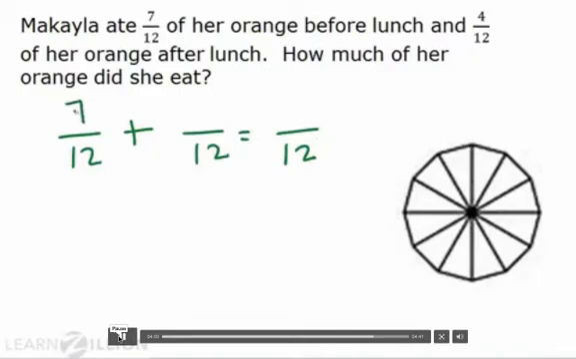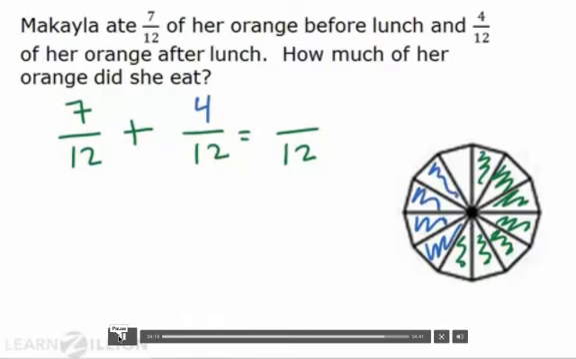Michaela started by eating 7/12 of her orange. 1, 2, 3, 4, 5, 6, 7. And then she ate 4 more of the 12 pieces. 1, 2, 3, 4. In all, Michaela ate 7 plus 4, or 11 pieces of her orange. Michaela ate 11/12 and had only 1/12 of her orange left.